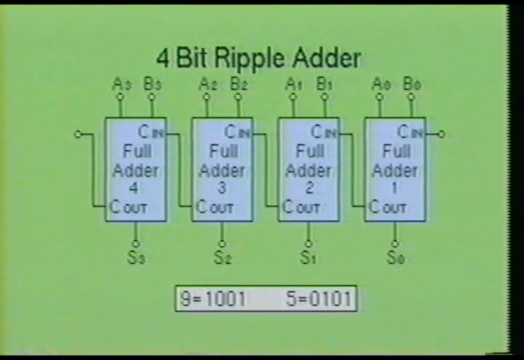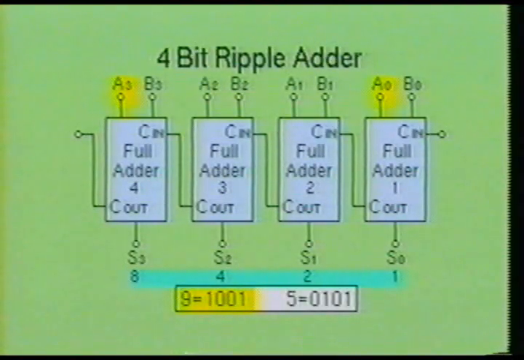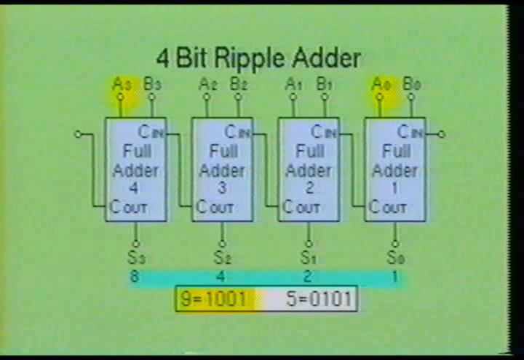Let's see how this simple circuit works by adding binary 9 to binary 5. We will make inputs A0, A1, A2, and A3 the binary 9 input. Since the number 1 full adder is the least significant bit, its binary weight will be 1. And since the number 4 full adder is the most significant bit, its binary weight will be 8. Remember, binary numbers double in magnitude as they increase.